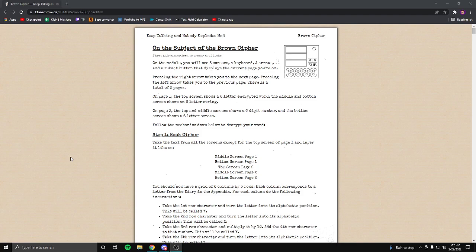On page 1, the top screen shows a 6-letter encrypted word. The middle and bottom screen shows a 6-letter string. On page 2, the top and middle screens show a 6-digit number, and the bottom screen shows a 6-letter string. Follow the mechanics down below to decrypt your word.